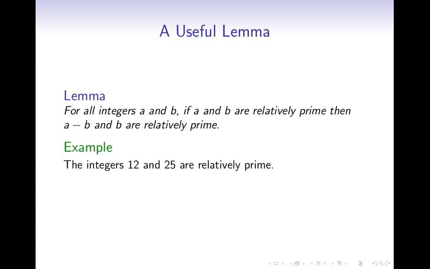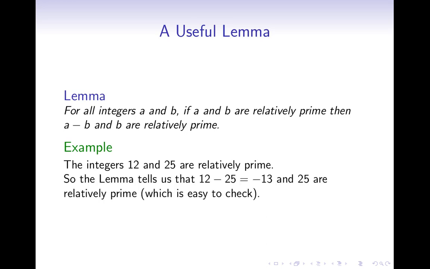So to take a quick example, the integers 12 and 25 are relatively prime, as we verified earlier. So what would the lemma tell us? It would tell us that the two integers 12 minus 25 and 25 are relatively prime. In other words, the lemma tells us that minus 13 and 25 are relatively prime, which is easy to check.